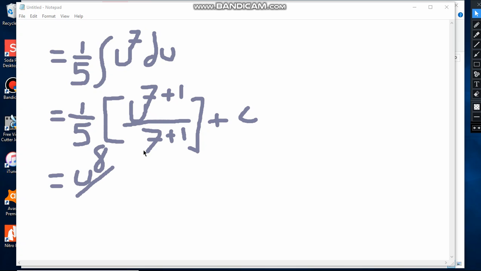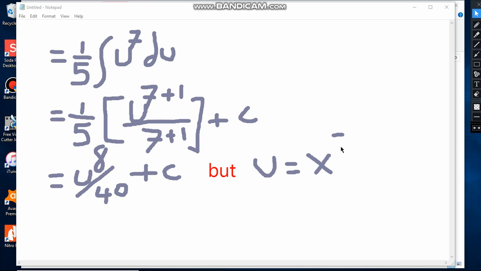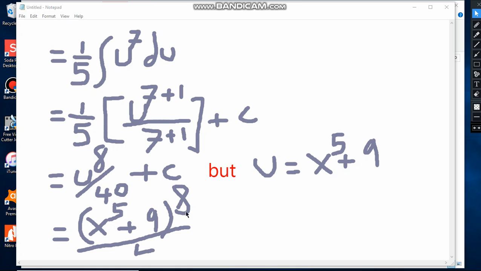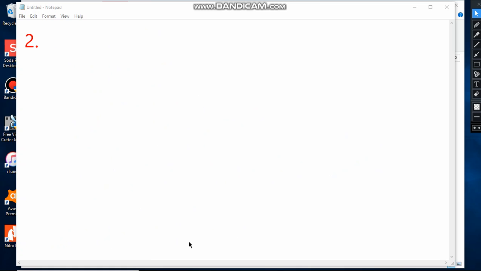We get u raised to 8 divided by 40, plus c. But u is equal to x raised to 5 plus 9. So we substitute back. We get x raised to 5 plus 9, in brackets, power 8, divided by 40, plus constant. Let's look at example number 2.